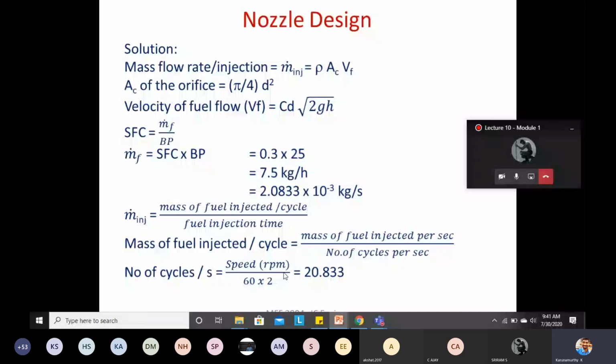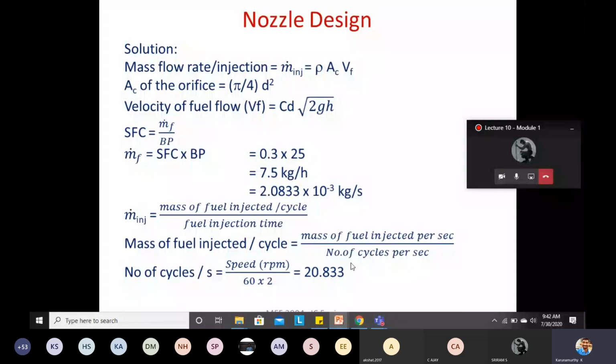So the number of cycles is going to be the speed of the engine divided by 60, into, at the denominator, 2. We have to divide it by 2. So that comes around 20.833 cycles per second. That means the engine is completing 20.833 cycles of operation in 1 second. Okay, so this we have calculated, that is at the denominator, number of cycles per second.